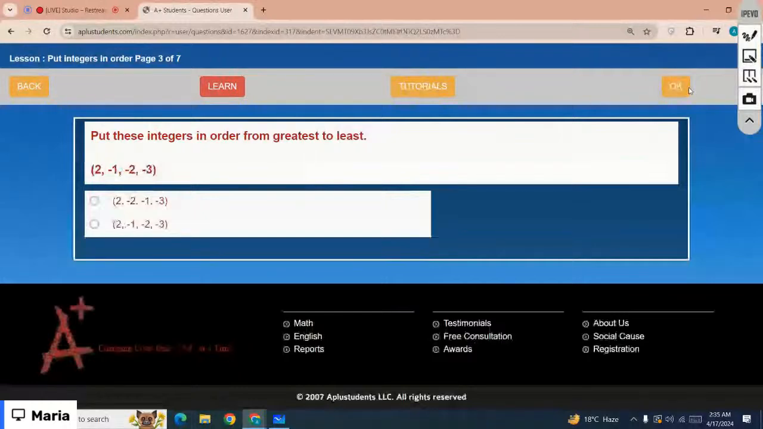Put these integers in order from greatest to least. So which is the correct option? The correct option is, yes, the second one is the correct option. Very good.